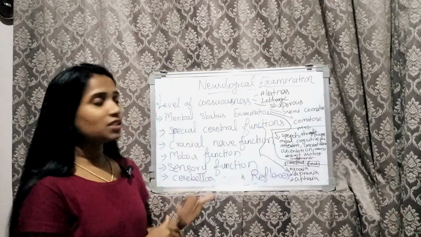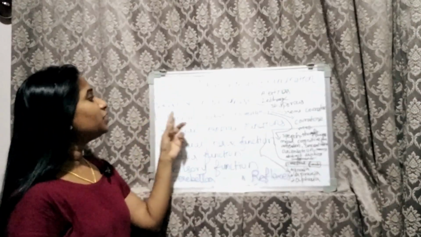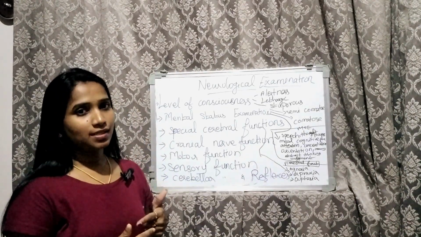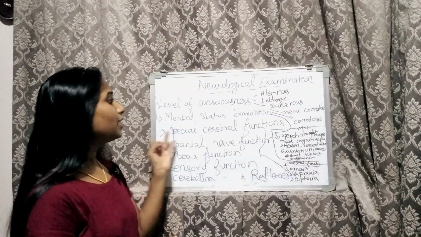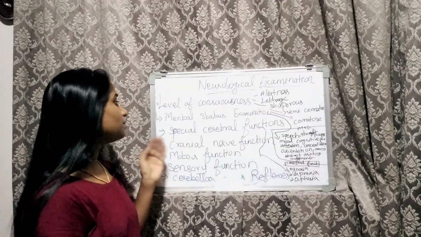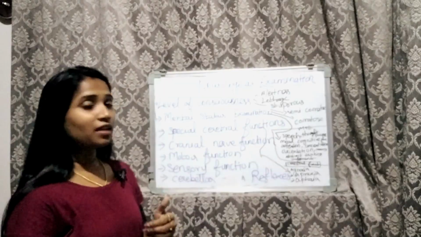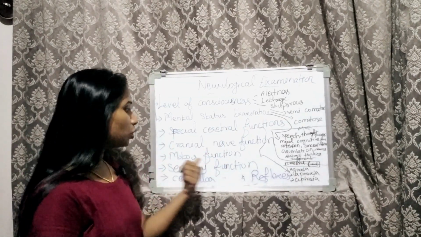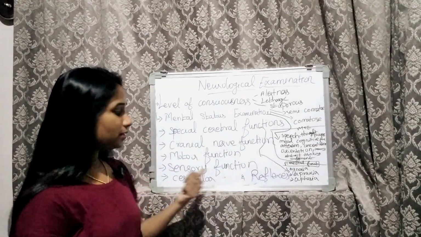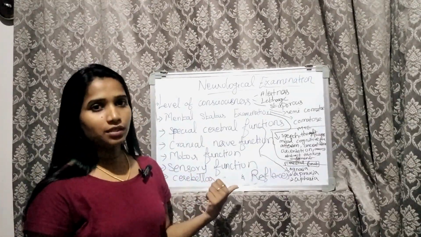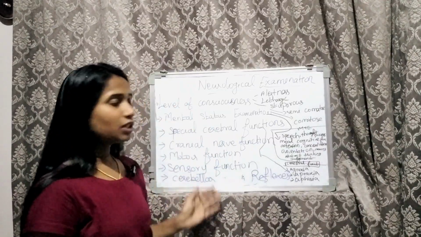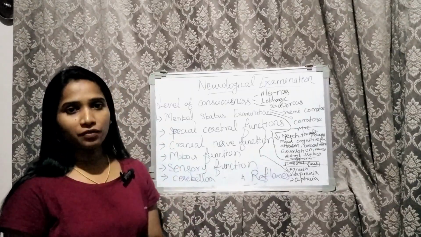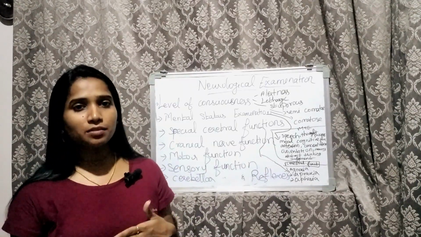So, we'll see the components of neurological examination. First one, level of consciousness. You have to assess the level of consciousness. Then second one is mental status examination, and you have to assess the cerebral functions of the patients. Then cranial nerve function, then motor function, sensory function and cerebellar function, then reflexes. So these are the components which are included in the neurological examination. I'll explain one by one how you have to do an assessment.